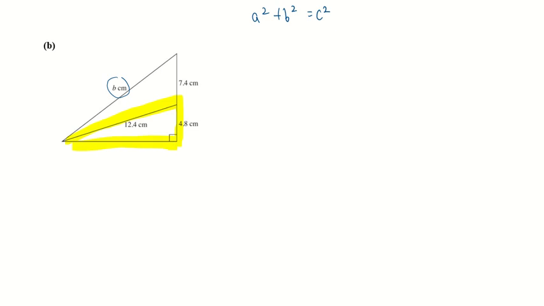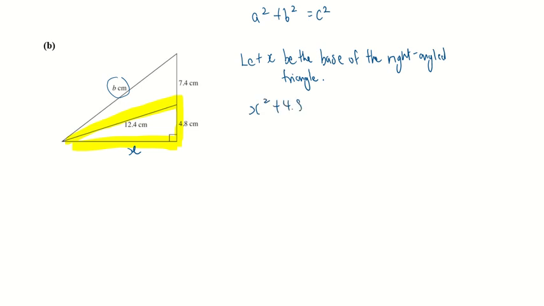And I can say maybe I let x be the base of the right angled triangle. Now you realize that this x over here, if I'm focusing on what I highlight in yellow, this right angle triangle, is actually one of the shorter sides. So if I apply the formula, x squared plus 4.8 squared equals 12.4 squared. Notice that the 12.4 squared is the longer side and is alone.